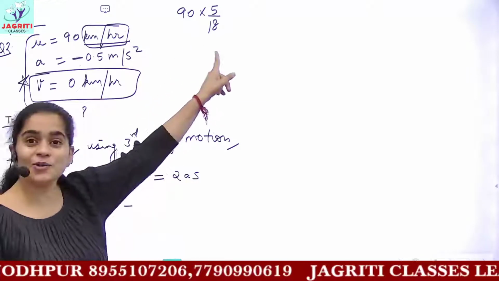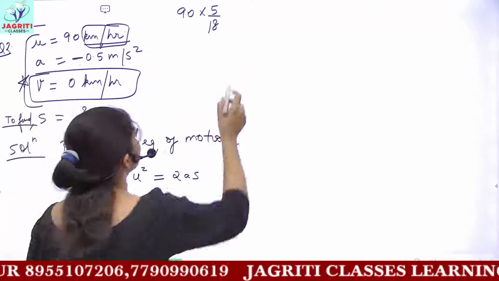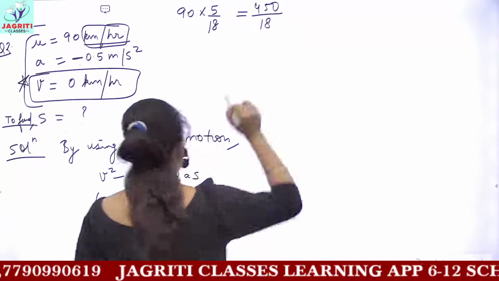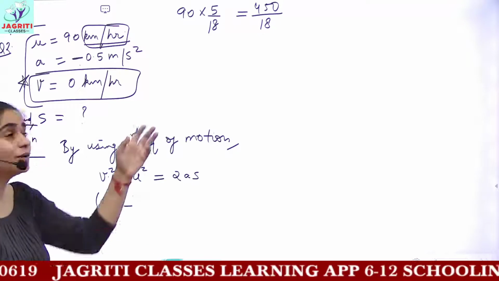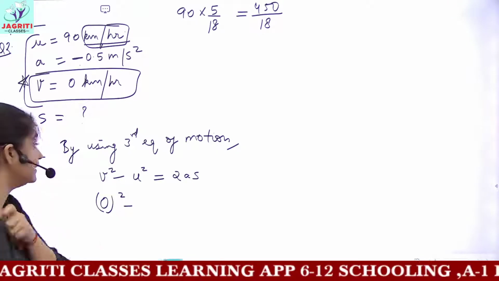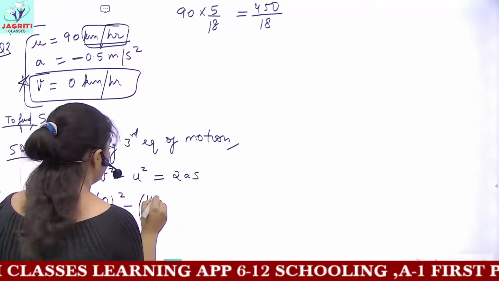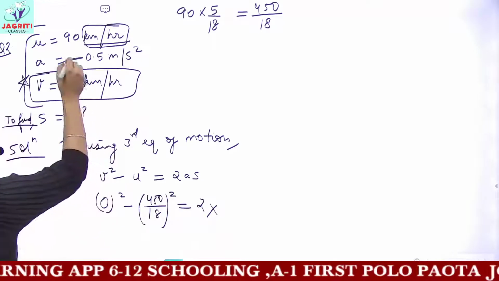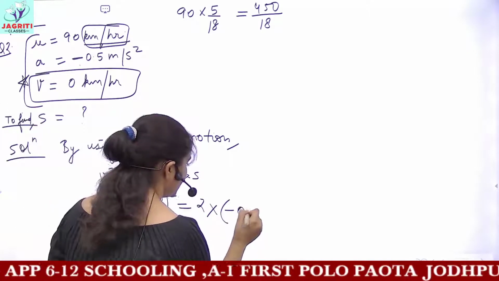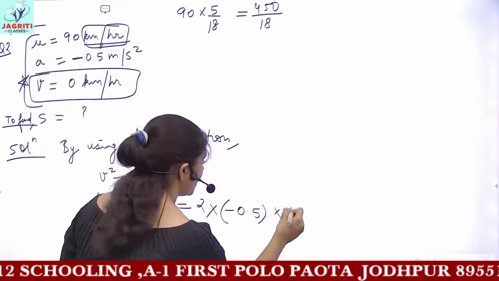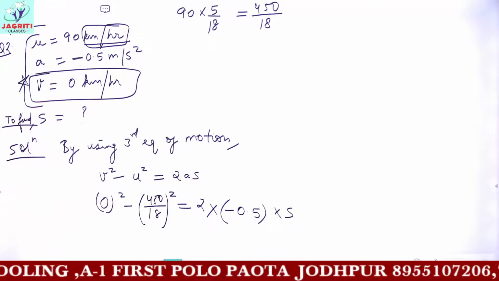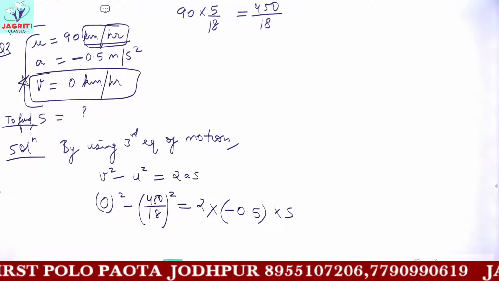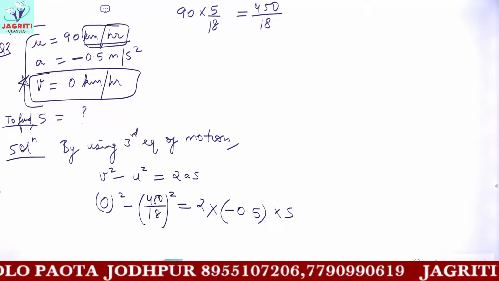And we discussed how this factor comes, 5 upon 18. So if you multiply, then 9 5s are 450 by 18. And now you can put it here, or you can further simplify it, okay, cancel it. So I am just putting 450 divided by 18 square gives you 2 into a, which is negative 0.5, minus 0.5, and s you have to find. So if you solve these, then you will be getting the distance covered.